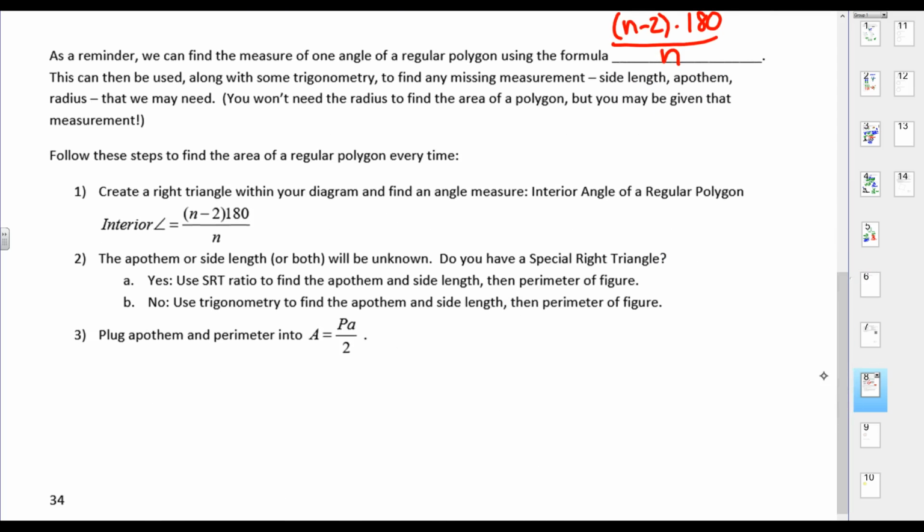The apothem or the side length or both will be unknown. You might have a special right triangle. It might be a 30, 60, 90. It might be a 45, 45, 90. If you have a 30, 60, 90, use your special right triangle ratios to find the apothem, side length, and the perimeter of the figure. If not, you're going to use trigonometry to find the apothem and the side length, then the perimeter of the figure. Then you plug into the formula, area equals perimeter times apothem over 2.